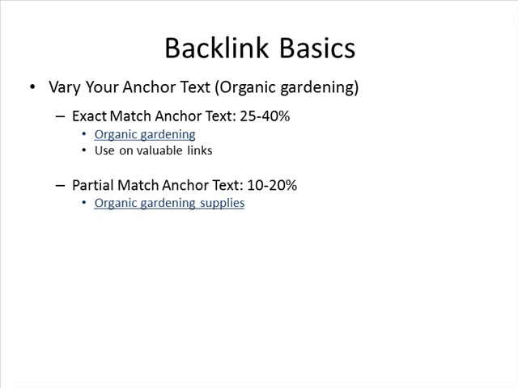Then you also want to be using partial match anchor text. So again, what this means is if I'm trying to rank for organic gardening, getting a link with organic gardening would be an exact match anchor text. It's exactly the keyword I'm trying to rank for. But what you also want to do is get partial match anchor text. So an example would be organic gardening supplies.